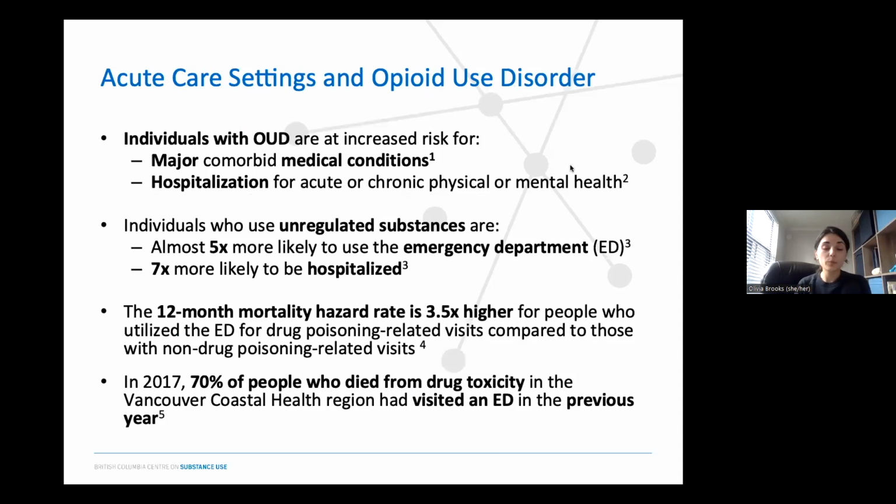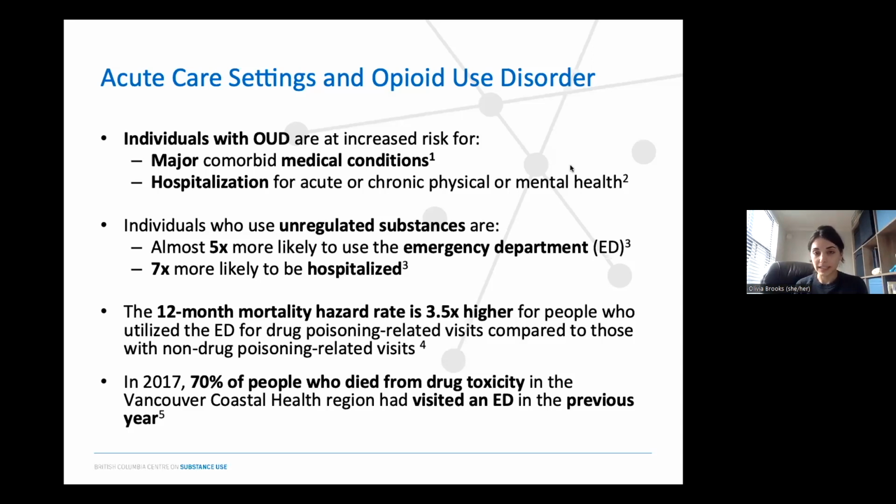People with opioid use disorder are at increased risk of a whole host of physical and mental health conditions. We know that they're at increased risk of hospitalization and emergency department use. People who use unregulated substances are 5 times more likely to use the emergency department and 7 times more likely to be hospitalized. When we look at people who presented to the emergency department with a drug-related overdose, their 12-month mortality is 3.5 times higher than the general population.